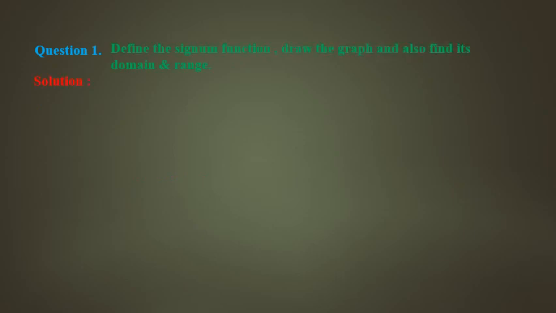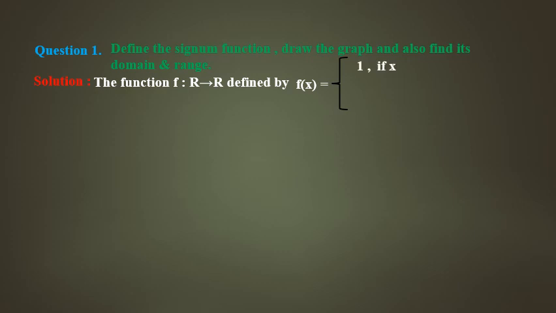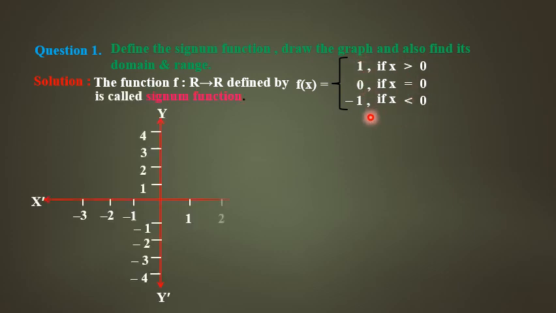And the next question, define the signum function. A very important special function it is. Draw the graph and also find its domain and range. The function f from R to R is defined by f of x equal to this one. If x is positive, it is always 1. If x is 0, y is also 0, meaning the function value is also 0. And if x is less than 0, then the function value is minus 1. For positive values it gives plus 1, equal to 0 it gives 0, less than 0 it gives minus 1. So you can call it the signum function.